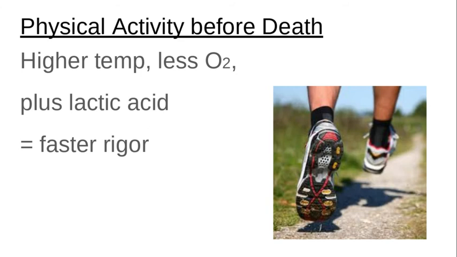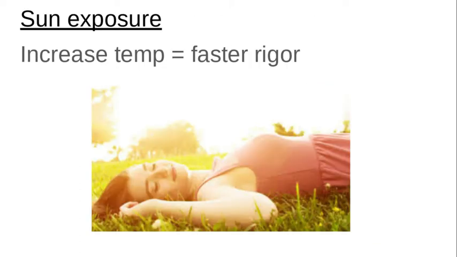Physical activity before death, raising the body temperature. If somebody is exercising or running, then faster rigor mortis. Rigor mortis is also a function of the amount of lactic acid in those muscles. So as lactic acid builds up with exercise, we're going to expect rigor mortis to set in faster, peak earlier, maybe after 8 or 10 hours, and then the body will come out of it faster as well. And lastly, sun exposure. For the same reasons that we've been talking about, an increase in body temperature, faster rigor mortis.